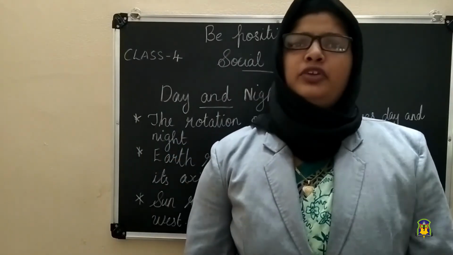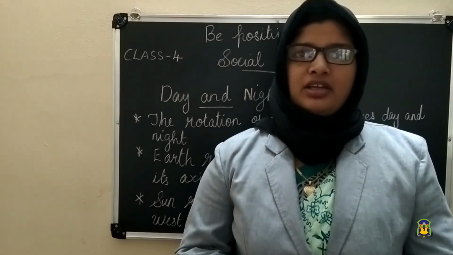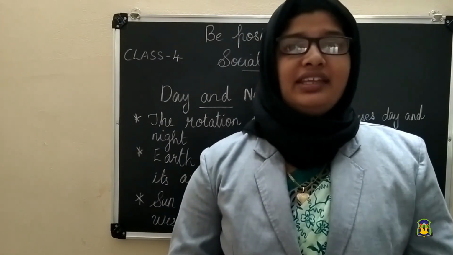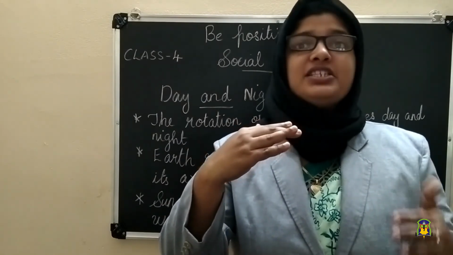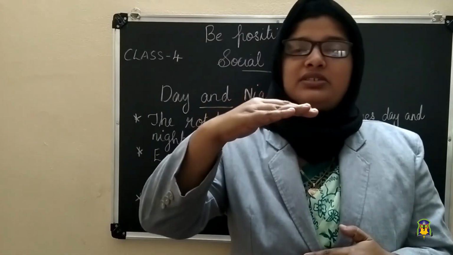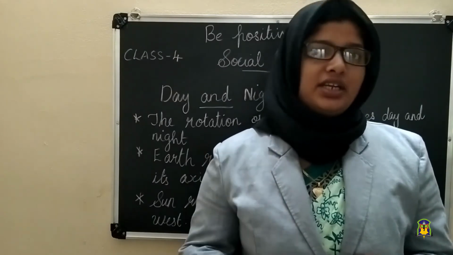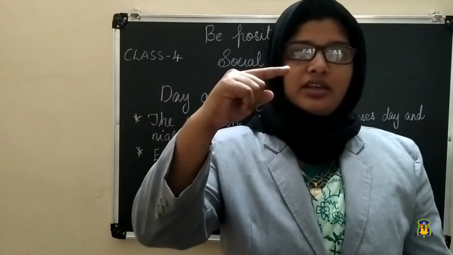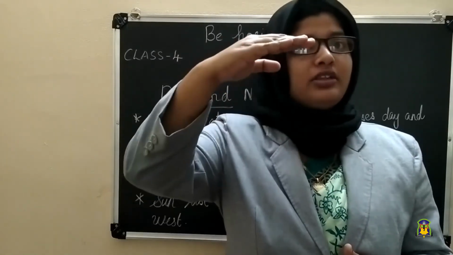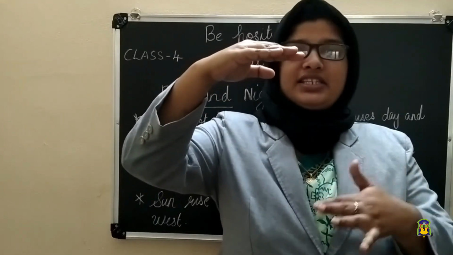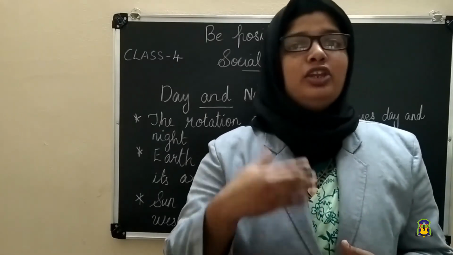All of you just imagine two countries, India and New Zealand. We know that India lies in the northern hemisphere and New Zealand lies in the southern hemisphere. You already know what the equator is: above the equator it is the northern hemisphere and below the equator it is the southern hemisphere. So when it is summer in India, it will be winter in New Zealand.